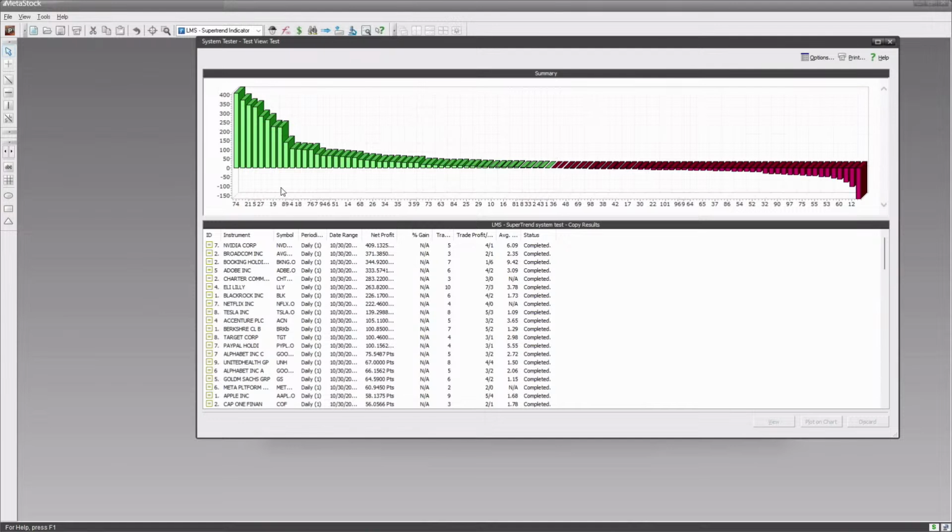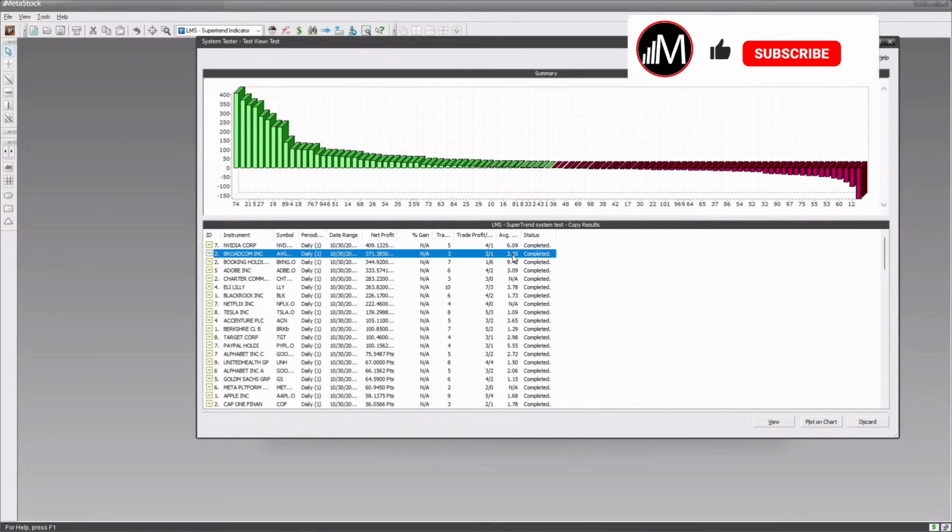It looks like now we're at about half and half. About half the securities were profitable, about half of them were unprofitable. So that red did creep up here quite a bit. And then the values of them, you can see, for example, the one we were looking at before that did the best, Broadcom, now only had 3 trades, 2 winning trades and 1 losing trade. And the average winner was about 2.3 times the average losing trade.